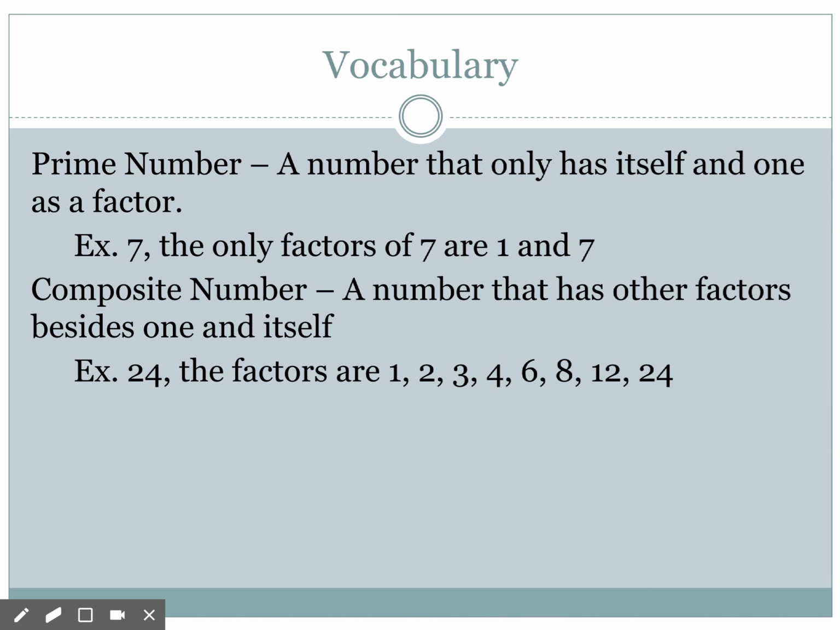Vocabulary. Prime number: a number that only has itself and 1 as a factor. For example, 7, the only factors of 7 are 1 and 7. A composite number is any number that has other factors besides 1 and itself. So, for example, 24. It has all these factors: 1, 2, 3, 4, 6, 8, 12, and 24.